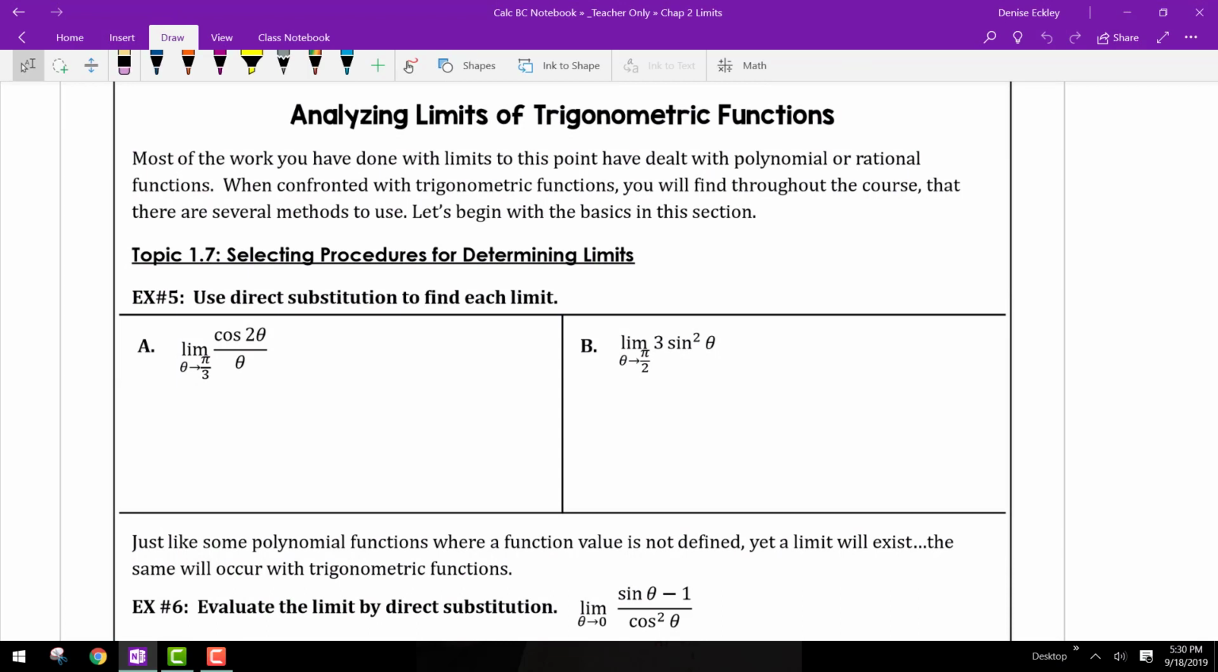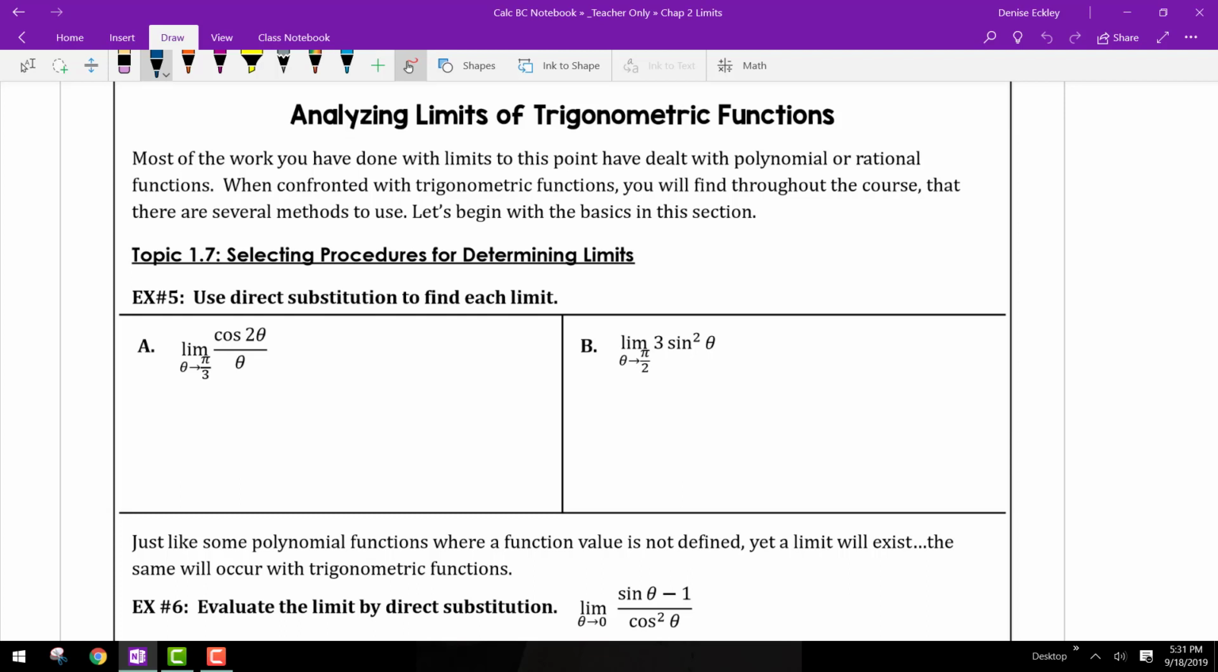This is part 2 of our transcendental functions and limits, and we are going to start with analyzing limits of trig functions. Most of the limits that we have done have been polynomials and rational functions, and we just looked at exponential ones. We've done a few trig ones, and we're going to do some more, starting with ones where we can do direct substitution, just like we've been doing up to this point. So let's just recap those.